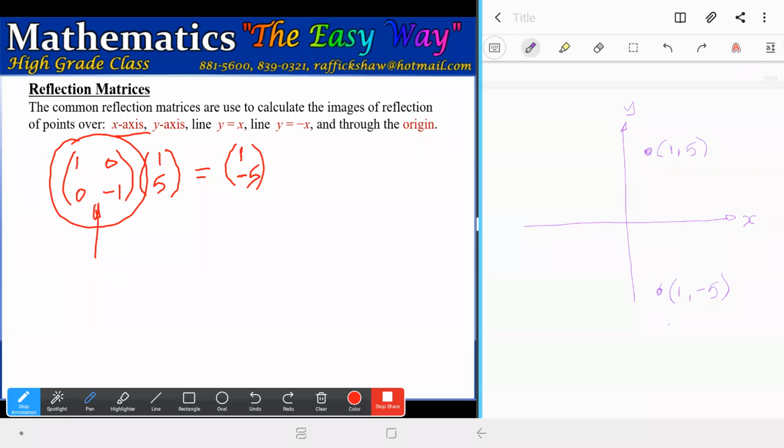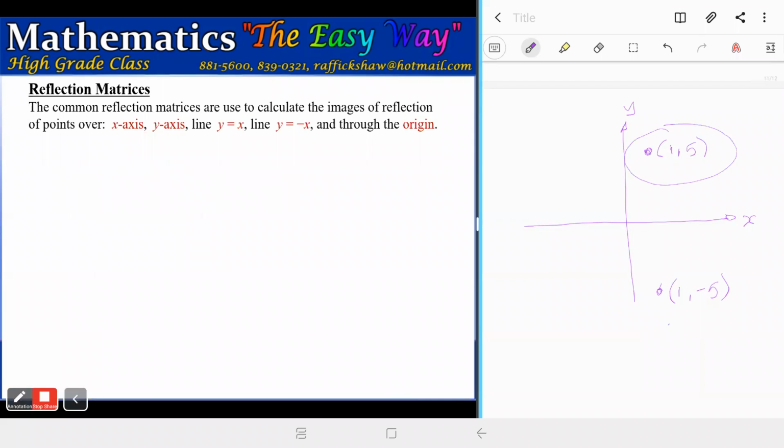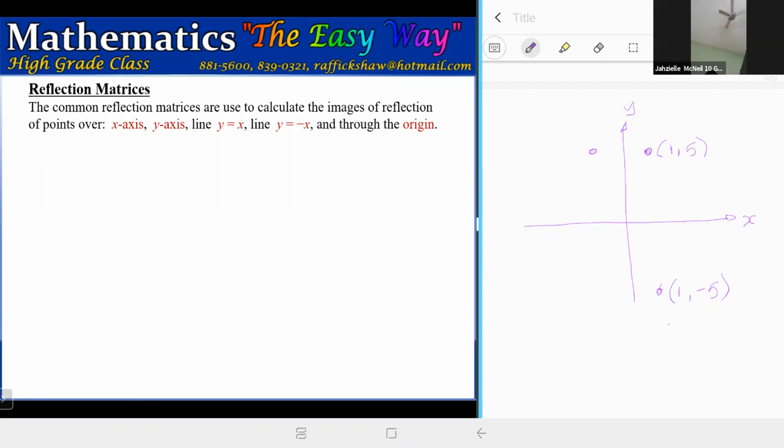Let's look at another one, just for argument's sake. Tell me where the point would go over here now. Same point. Tell me where it would go if I reflect it over the y-axis. Where would it go? It's going to come over here. What is the coordinate of that point? Look at it. If I reflect this over this point, what will be the coordinate of this point right here? -1, 5.